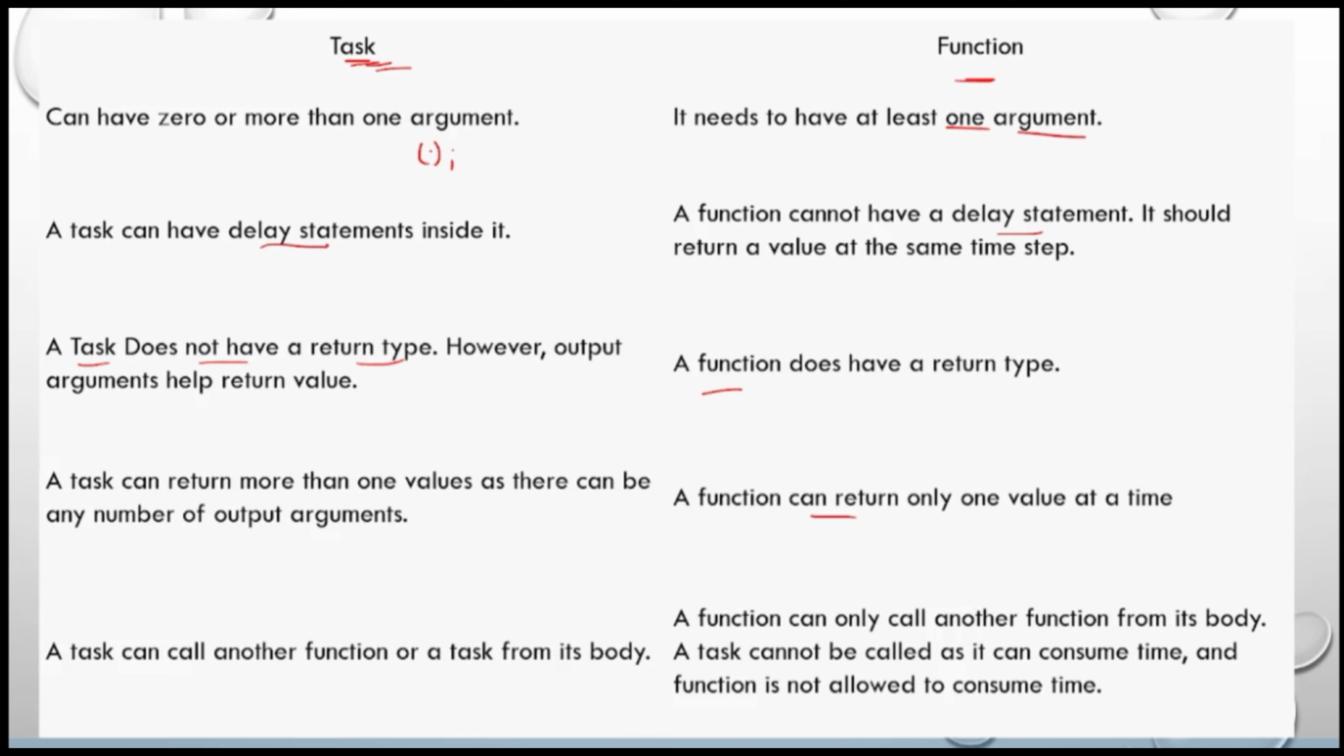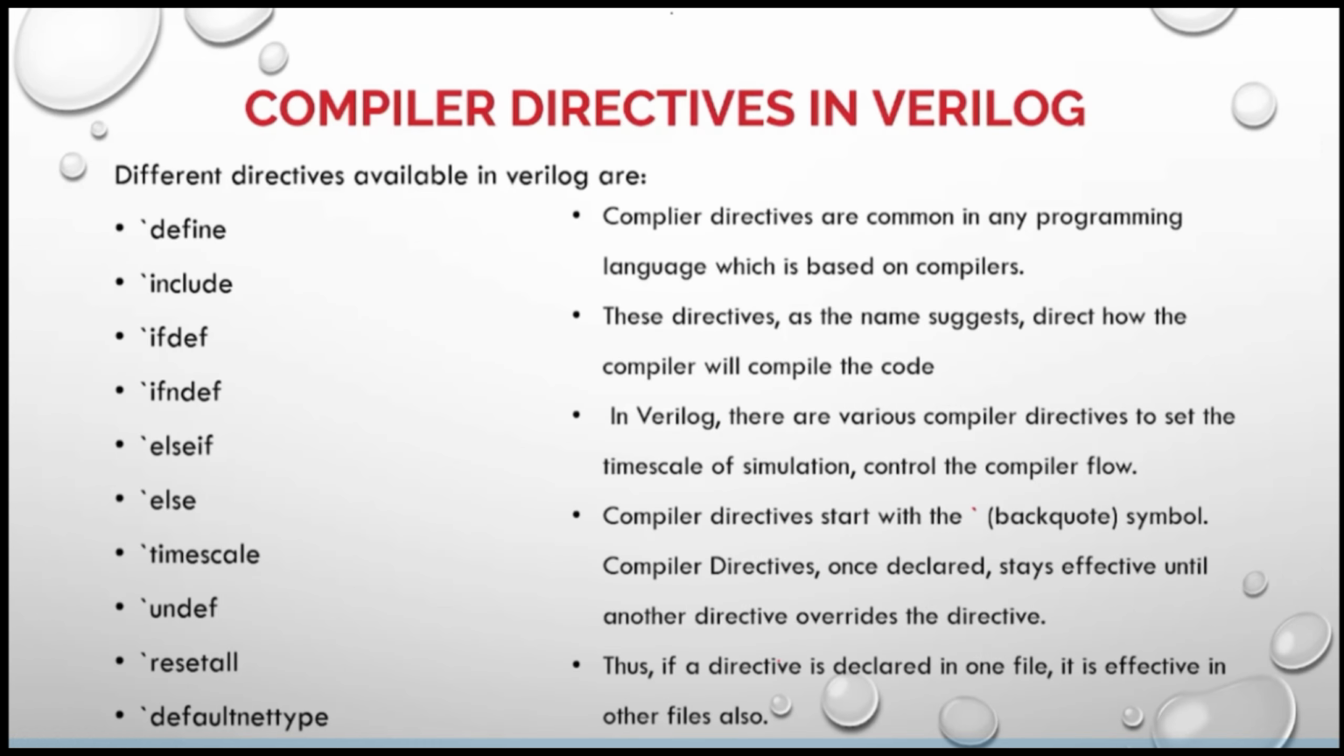If you're still confused, just remember one small thing. Since a task is more flexible than a function, it can do anything. That means it can call either a function or a task. But since a function has limitations, it can call only a function. It can't call a task. Just remember it like this. Clear? So this is all about the difference between functions and tasks.